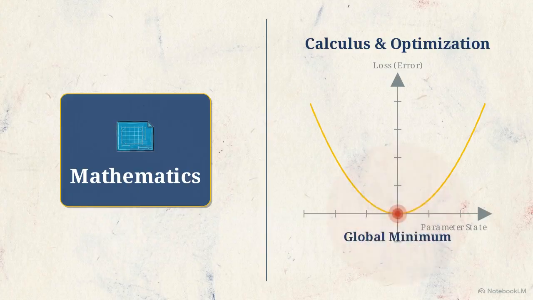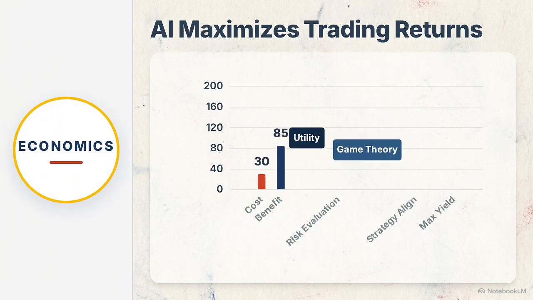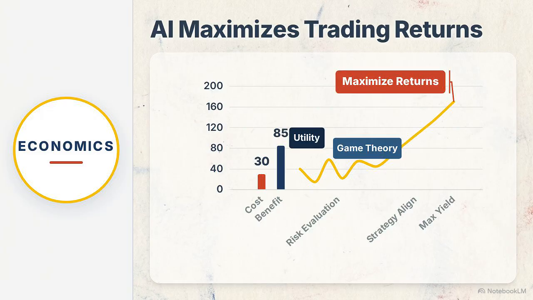our prediction errors. When an AI needs to make a decision with limited resources, it uses economics. Concepts like utility, game theory, and cost-benefit analysis allow automated trading systems to evaluate financial risk and map out the exact strategy for maximizing returns.